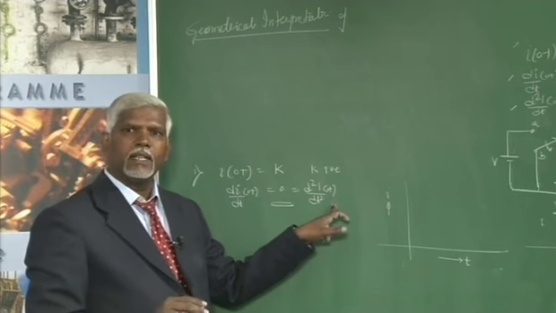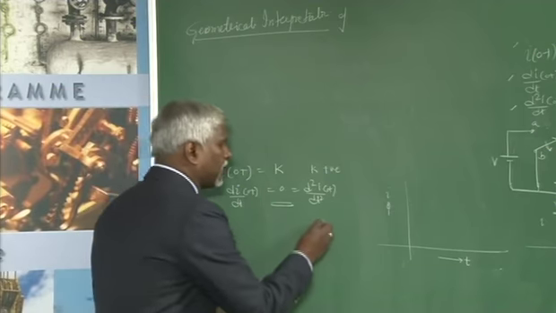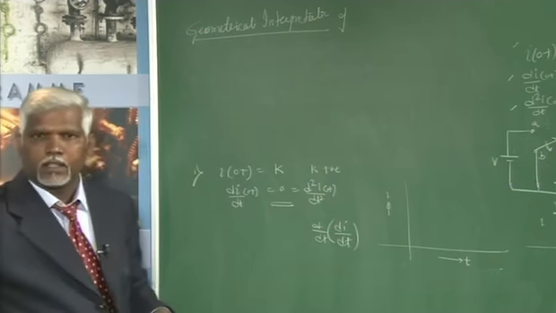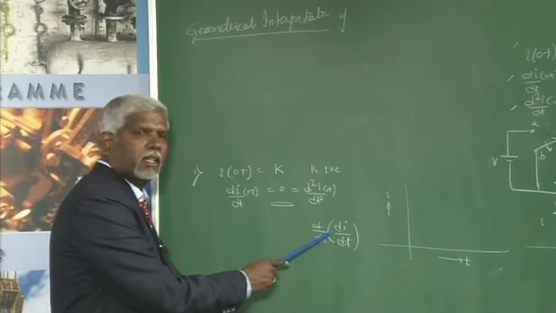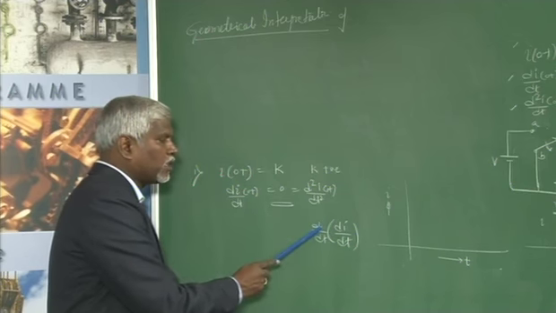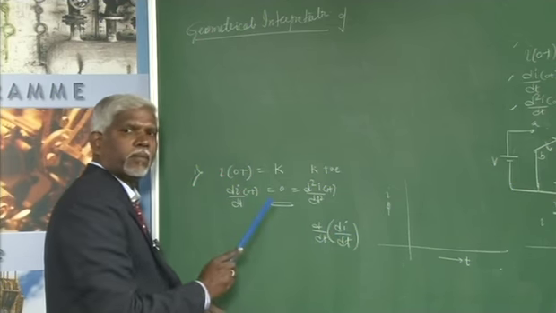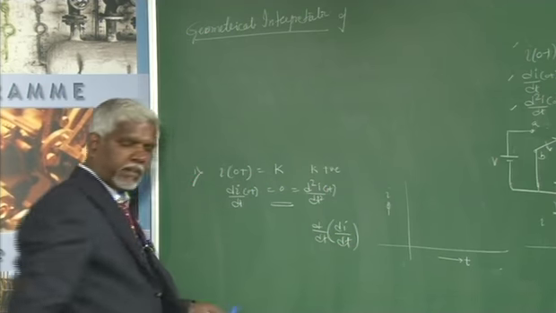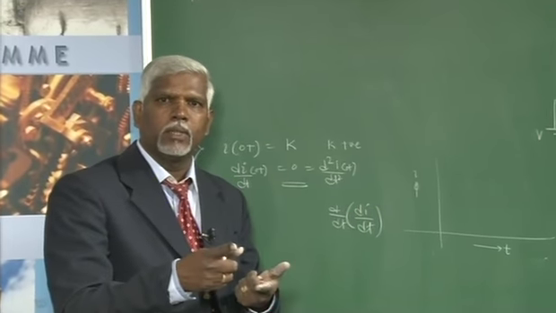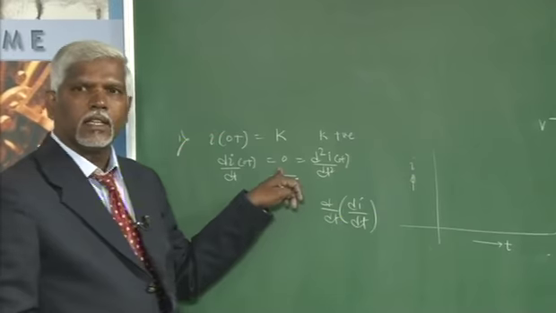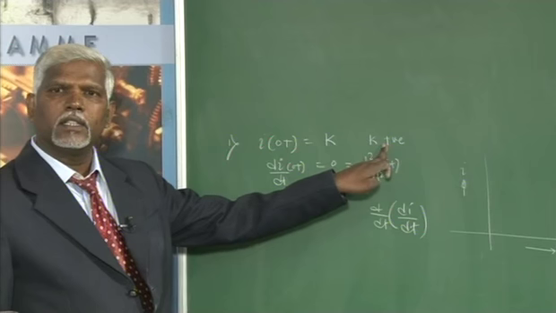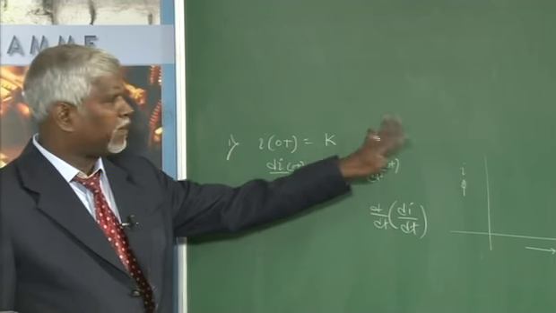And what is d squared I by dt squared? It is d by dt of di by dt, meaning the second derivative. When I say di by dt is the slope, the second derivative gives the rate of change of slope, that is, how the slope is going to change. In this example, the current at 0 plus is a constant, some value, positive. It can be positive or negative.